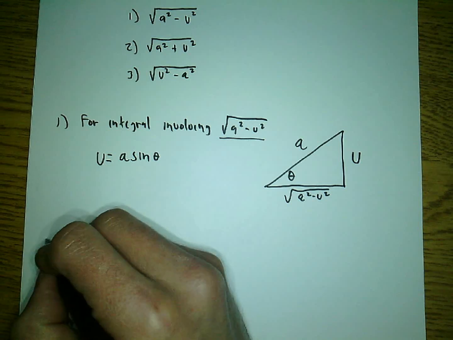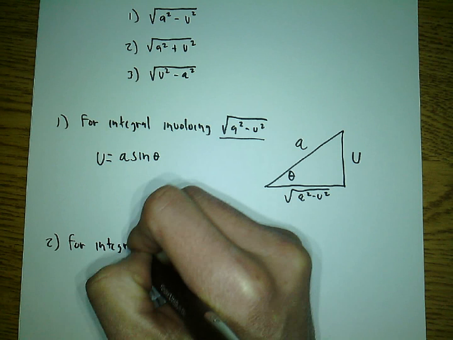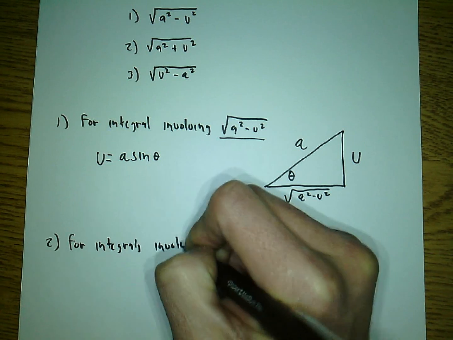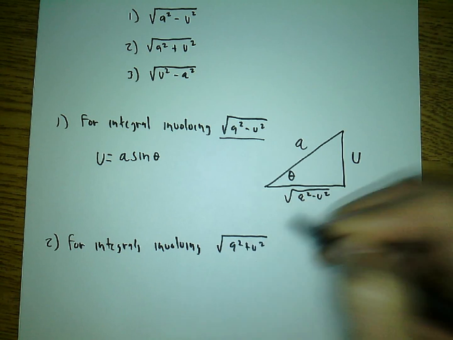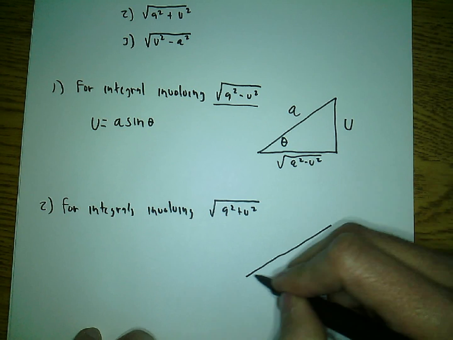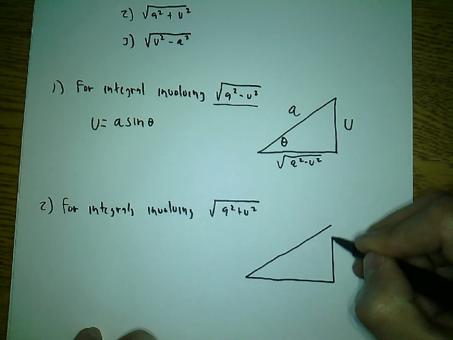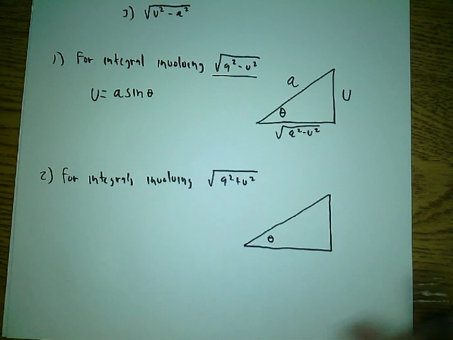Okay. Case number 2 would be for integrals involving the square root of a squared plus u squared. Okay, now that you kind of know where I'm going with this, it's going to be a little easier for you to predict which side of the triangle this is equal to. What side of the triangle would the square root of a squared plus u squared be?